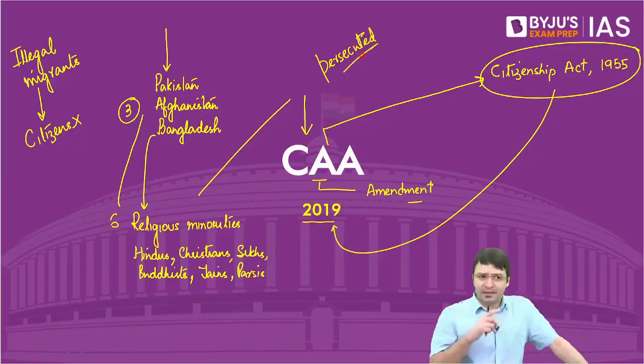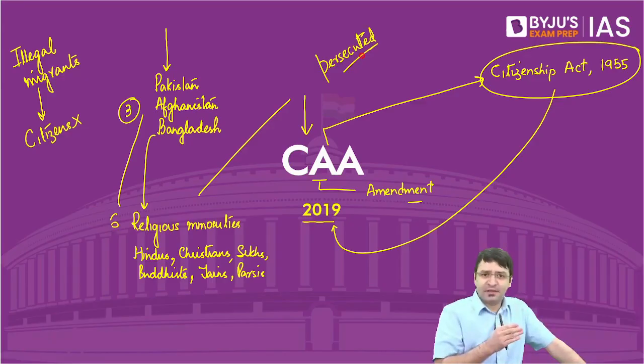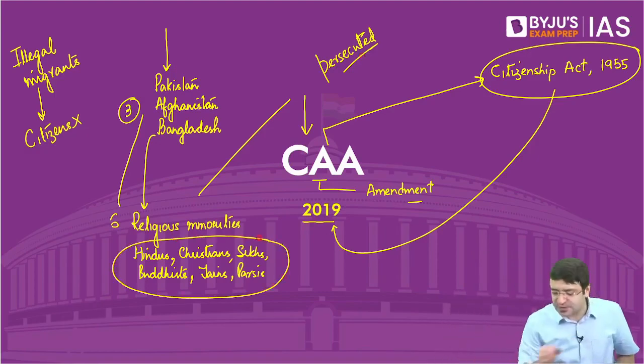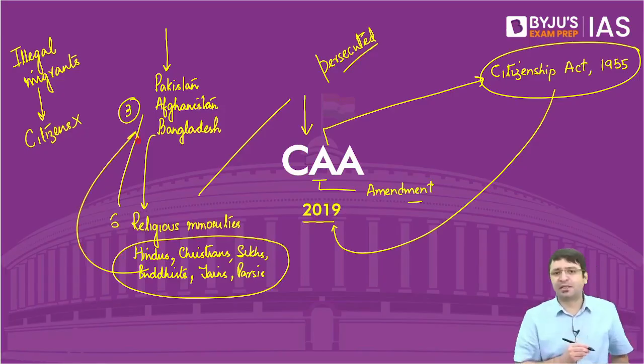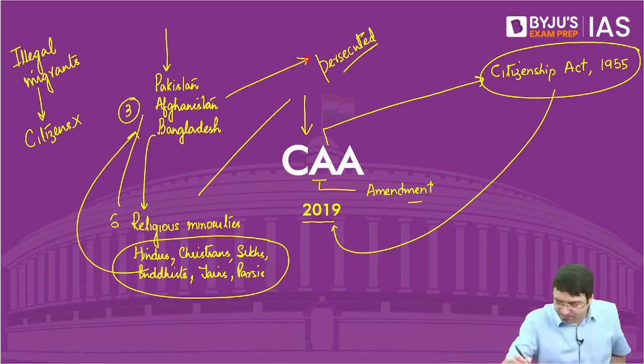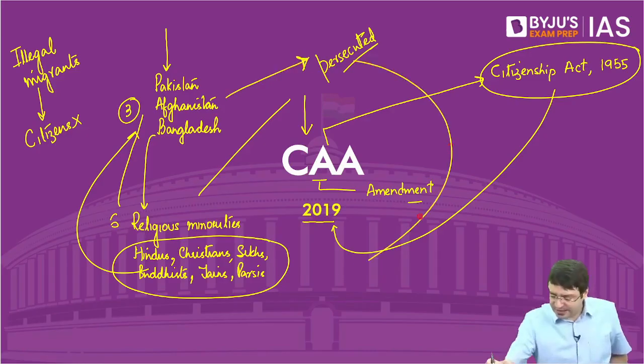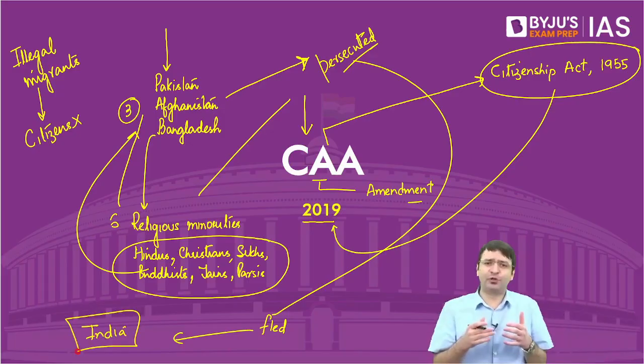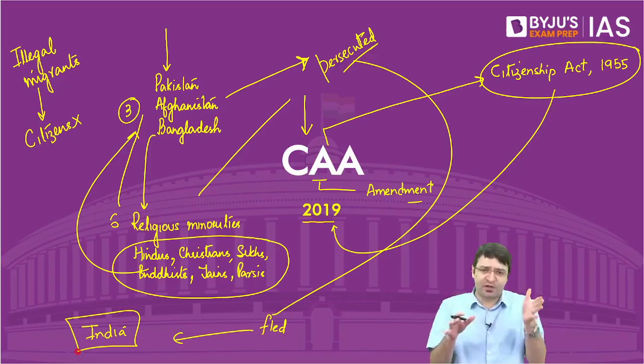Persecuted in the sense they are forced to convert to Islam. Because of their religion, they are discriminated against. Their daughters are kidnapped, their daughters are raped, they are denied dignity, they are denied liberty. And these individuals belonging to 6 religious minorities from 3 Islamic countries, Pakistan, Afghanistan, Bangladesh, when they were being persecuted in these countries, what they did, they fled these countries and they came to India because they wanted to save their lives, they wanted to save their dignity, preserve their dignity. They fled these countries because they were facing persecution. They were persecuted in these countries.